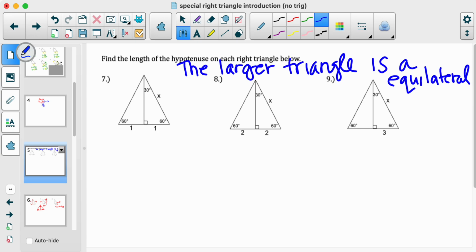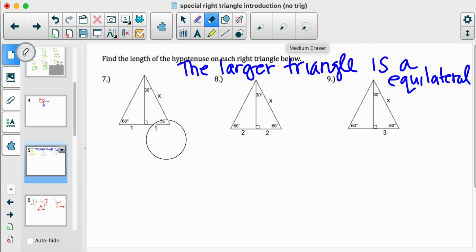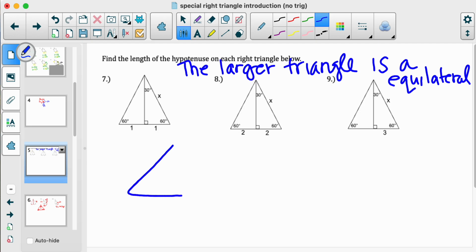Okay? So when I say larger triangle, I am referencing the outside edges here. All sides are equal. So if I draw a triangle and I say it's equilateral, this side is equal to this side, equal to this side. Okay? And I know this whole bottom piece has a length of 1 and a length of 1. So this whole segment is a length of what? 2. What does that make x?